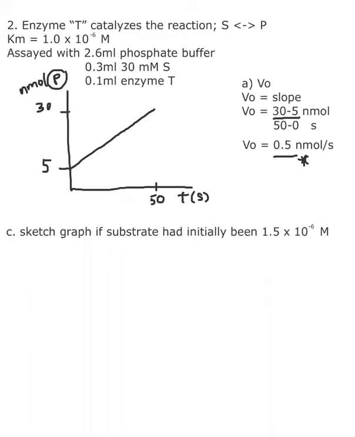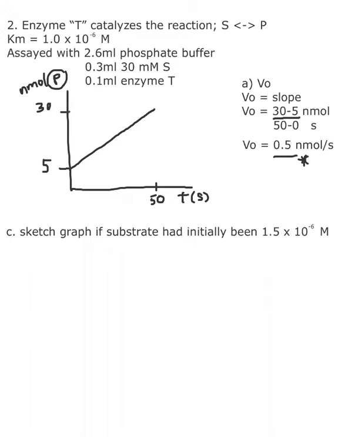Okay, following with question C, it asks you to sketch the graph if the substrate had initially been 1.5 times 10 to the negative 6 molar. So one thing to consider is that if you change the concentration of the substrate, you would expect the velocity to be changed as well, right?